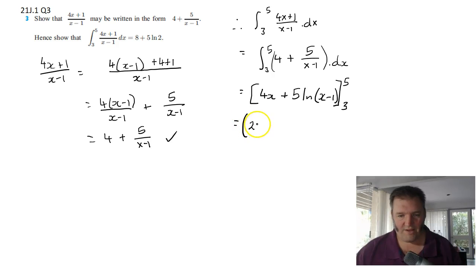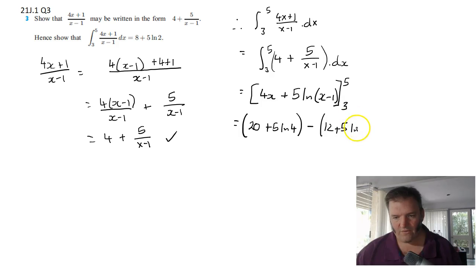4 5s are going to be 20 minus 5 natural log of 4, subtract 3 4s are 12. Why did I write minus there? It's plus. Plus 5 times the natural log of 3 - 1, which is 2. Alright, we can neaten this up a little bit. This is 20 plus the natural log of 4 to the power of 5, or 5 log 4.